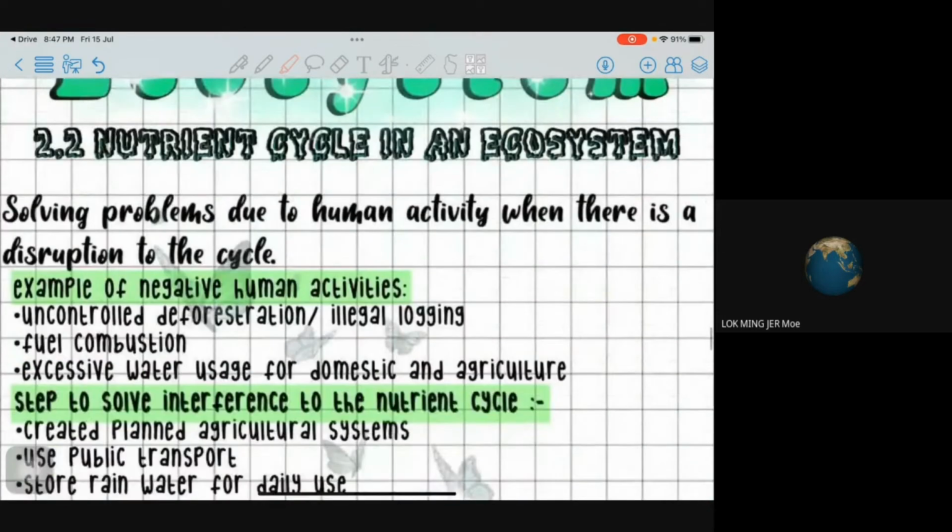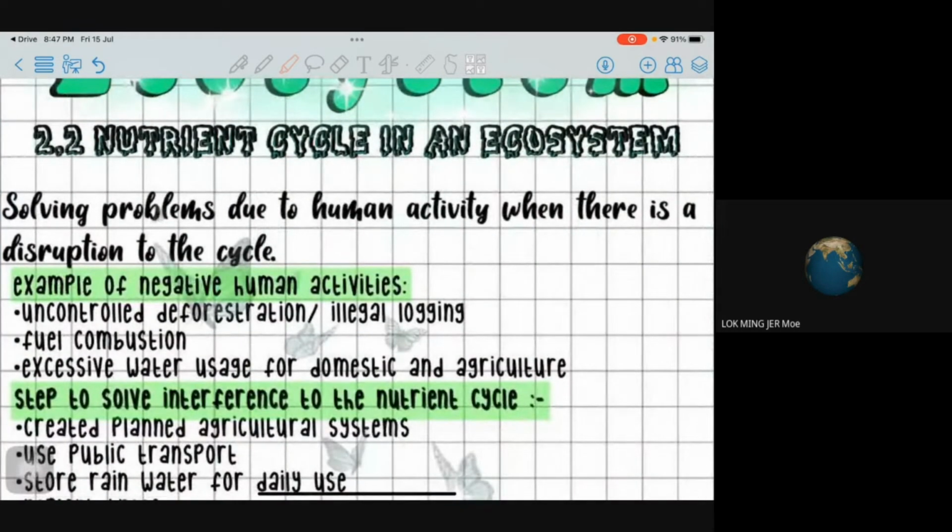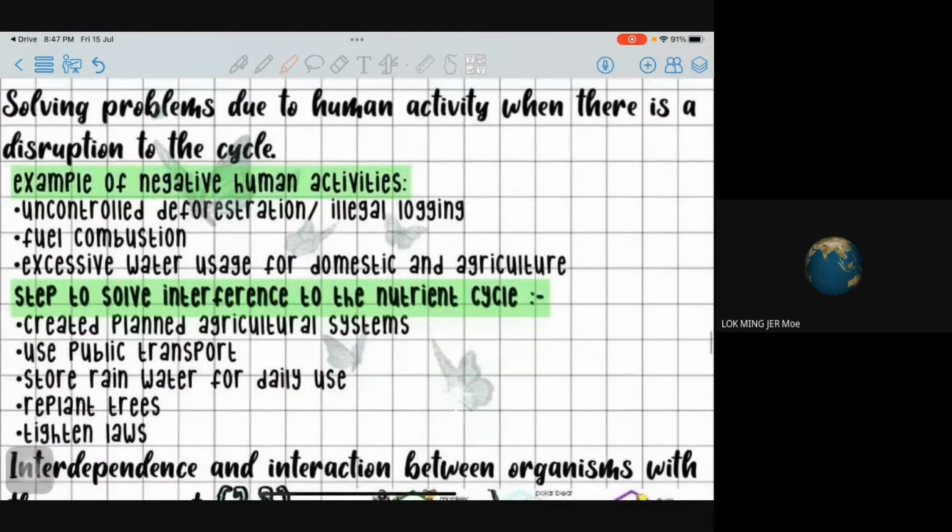Okay, and then solving problems due to human activity when there is a disruption to the cycle. For example, negative human activity is uncontrolled deforestation, meaning illegal logging. And then fuel combustion means what? You use a car, right? So it is fuel combustion. And then excessive water usage for domestic and agriculture.